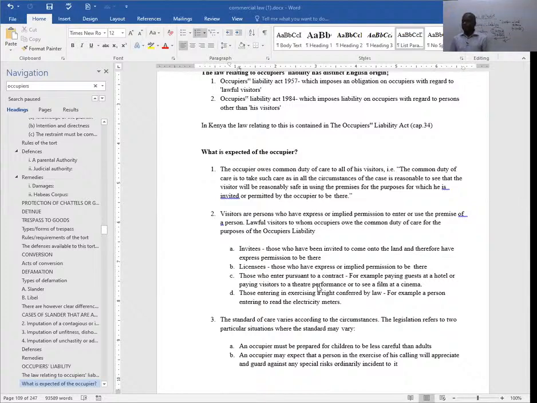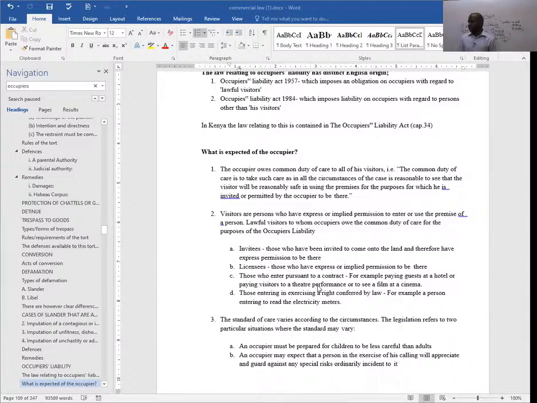Those who have been licensed, for example, an officer from the Kenya Power and Lighting Company, has been licensed or allowed to come to your premises to read the meter readings, or someone from a water company can visit the premises to read the meter in terms of how much water you've used. So those are licensed persons who can access your property. You have a responsibility over them to ensure their safety. So those entering in exercise of a right conferred by law, for example, a person entering to read an electricity meter.